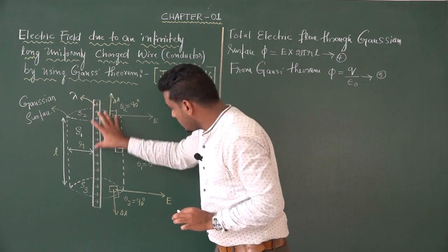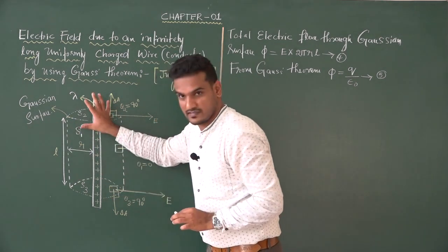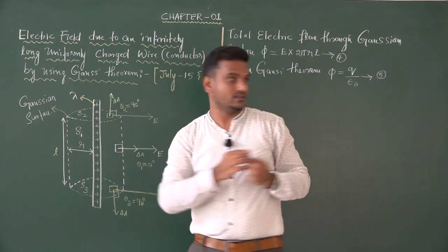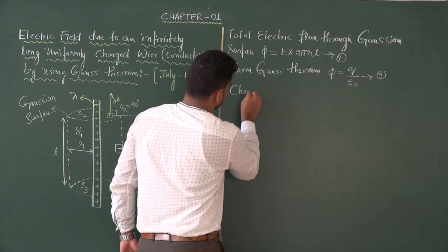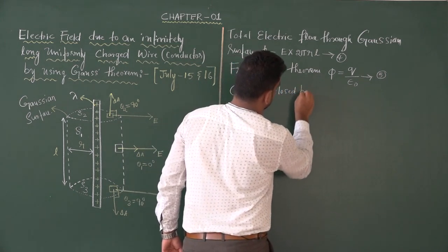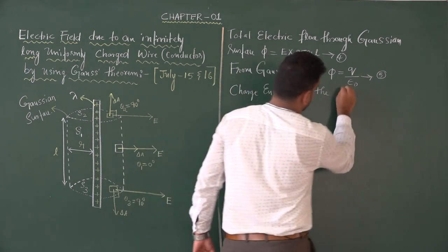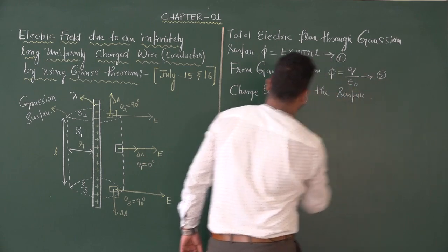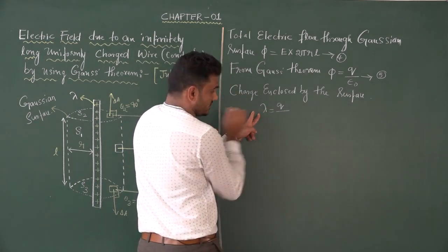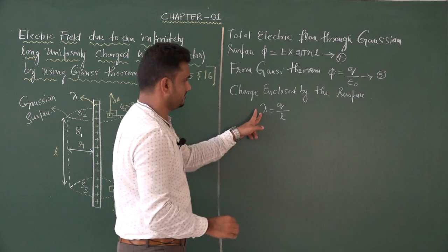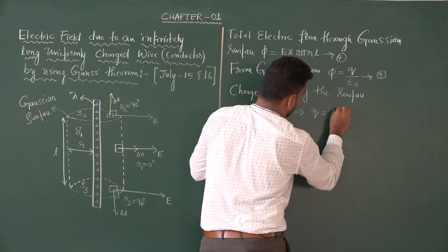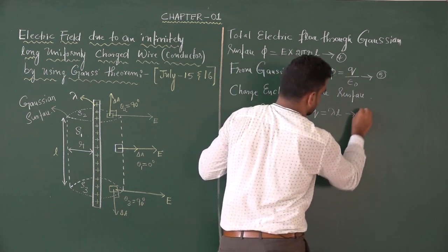But the charge enclosed by the Gaussian surface is a linear charge distribution. What is the equation for linear charge distribution? Lambda is equal to Q by L. We are simplifying for Q. So Q is equal to lambda into L. For this, give equation number 6.